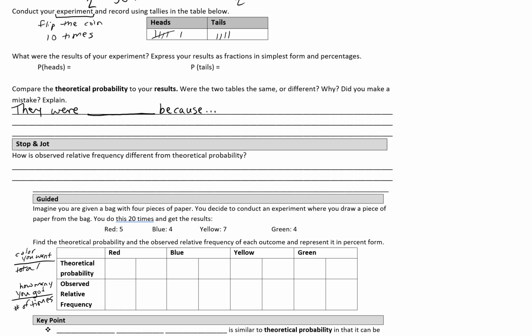So based on my experiment, I got heads 6 times out of my 10 flips. So I have 6/10. We can think of that as 60 out of 100 or 60%. I got tails 4 out of the 10 times. Again, 4 out of 10 is like 40 out of 100, so 40%.